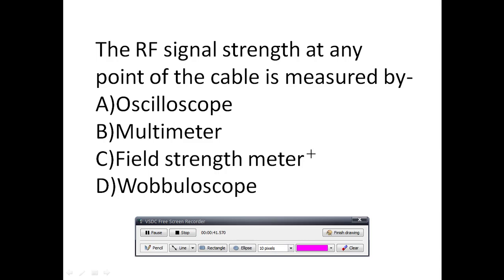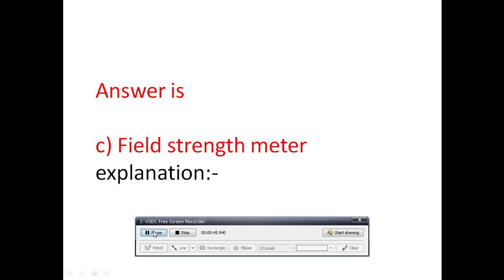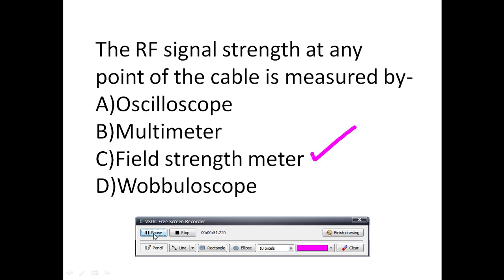Whereas a multimeter gives the readings of voltage or current or resistance, but it cannot give the field strength of a given RF signal. Here RF means radio frequency signal. The option obloscope is also a wrong option.